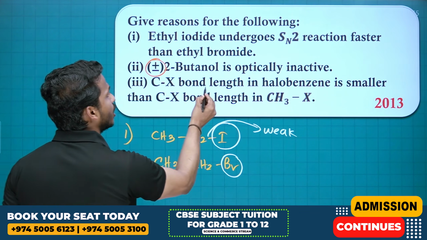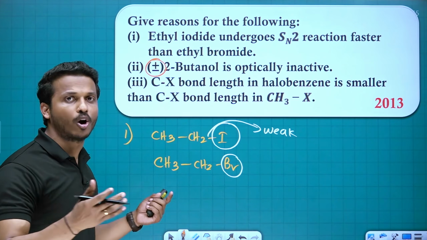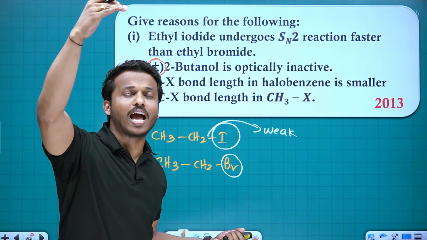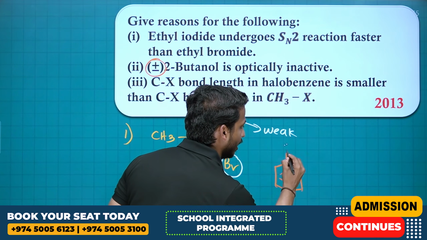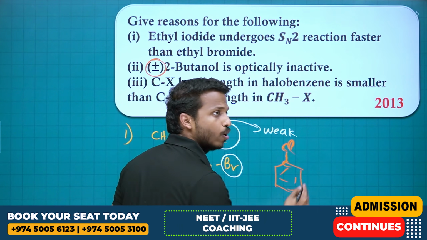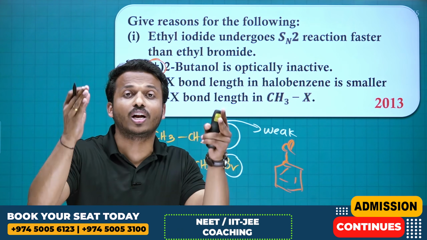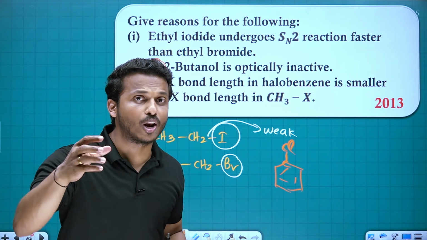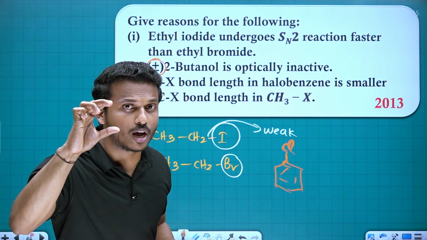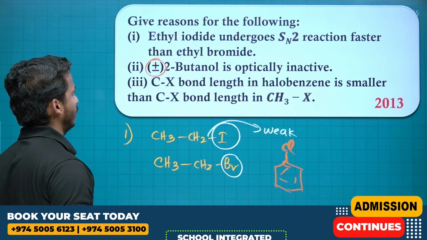And the carbon halogen bond length in halobenzene is smaller. Already we discussed the carbon halogen bond. The carbon halogen bond in haloarene is very short. Why is this bond shorter? Because of partial double bond character, because of resonance in haloarene. The double bond is a stronger bond, therefore shorter in length.